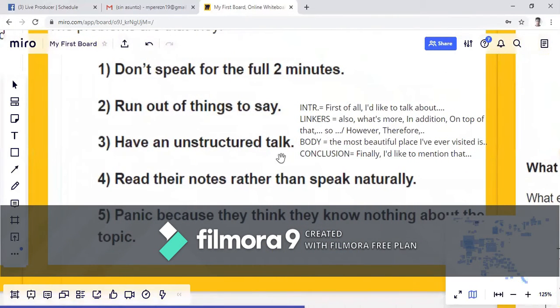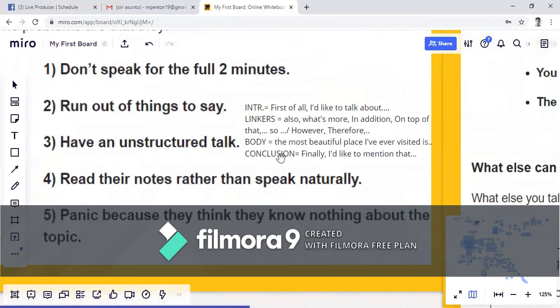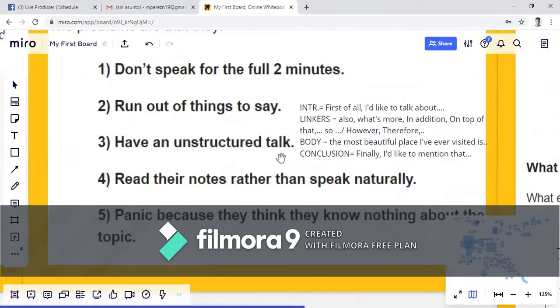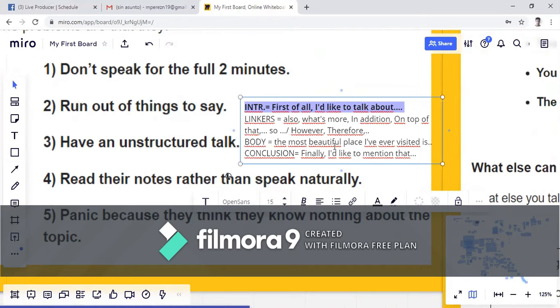Now, about an unstructured talk. Remember, you have to use phrases to introduce the topic. You can say, well, first of all, I like to talk about, and you start. For example, well, first of all, I like to talk about a place that I visited on my holidays. The name of the place is La Costa Verde, or maybe Paracas Beach.